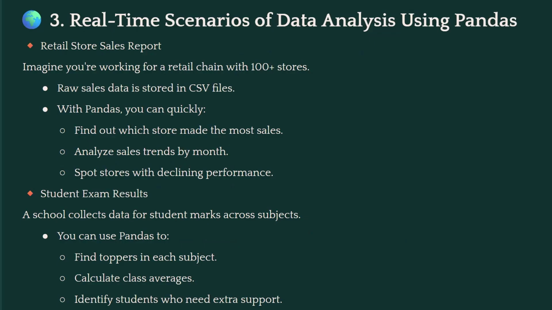So basically, raw sales data is stored in a CSV file. With Pandas, you can quickly find out which stores make the most sales, analyze sales trends by month, and spot stores with declining performance.